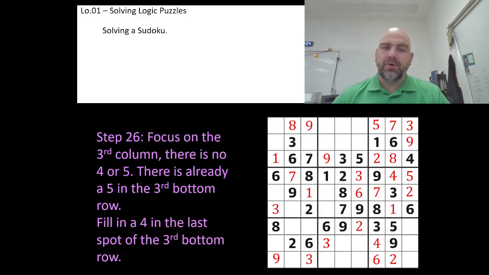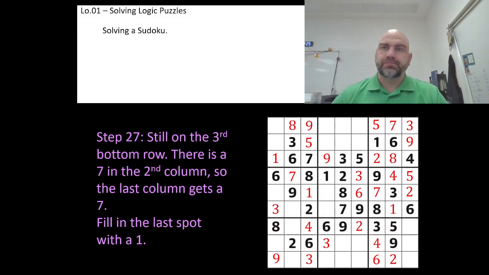Going to now go to the bottom left box. Sorry, we're going to focus on the third column. There's no 4 or 5 in that column. I'm looking at a specific column here, but that one spot that's open has a 5 in that row already, which means that we can put a 5 into the other spot that's open. And the last spot that's open has to be a 4, because that's the only number that is available there.